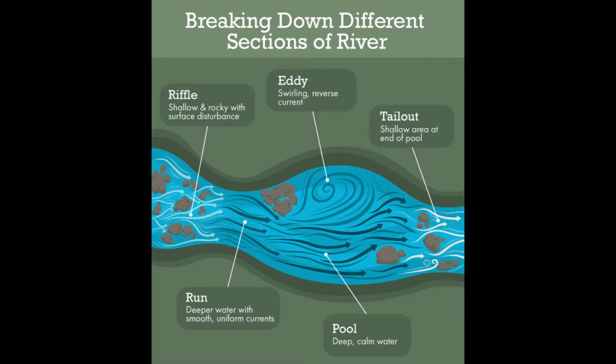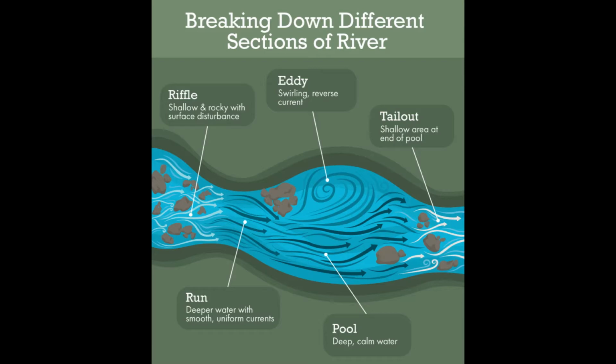The first one is a riffle. It's your shallow, rocky area that has a lot of turbulence in it, where the rocks are pushing the water around and the water is going all which ways. Then you'll have the run, which is a much more uniform current, going right down the river. It's a lot deeper and probably a bit slower.